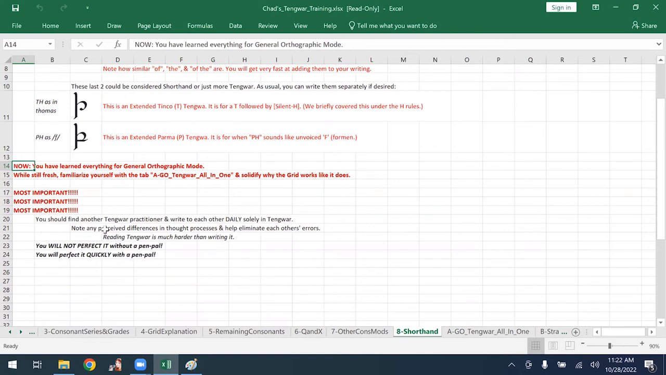Most importantly, you should find another Tengwar practitioner and write to each other daily solely in Tengwar. When Matt was teaching me, because Matt was already good at it, relatively good at writing it, but he didn't have anyone to read from, and I didn't know any of it. As he taught me how to write it, like I just did to you, I started writing to him, and that improved his reading skills. And then he was writing to me, which his writing was already perfect, and it was improving my reading skills. So with the pen pal, you perfect it really fast, and without a pen pal, it takes a long time. So that's it for that.